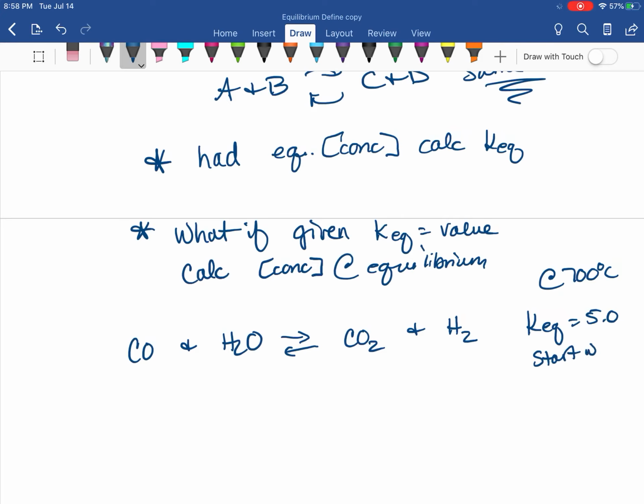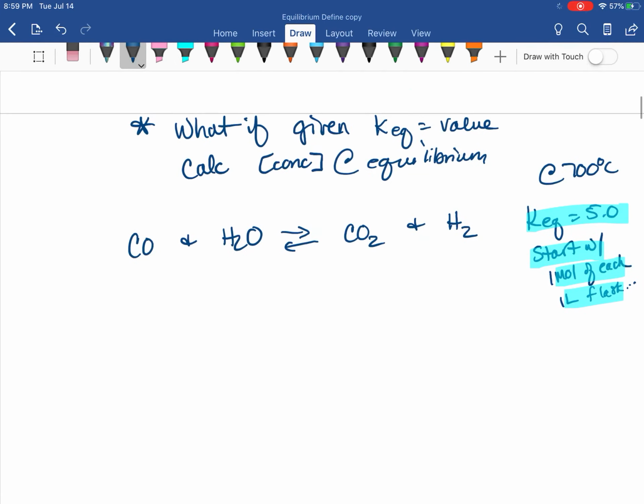So what if we start with 1 mole of each in a 1 liter flask? Okay, now that's a whole lot. Don't you love chemistry when they just give you wording? All right, so let's put this together.